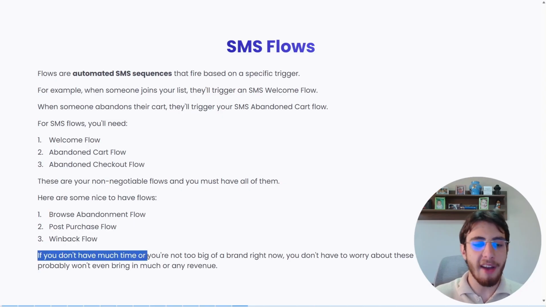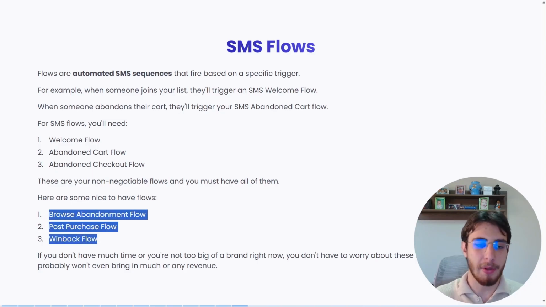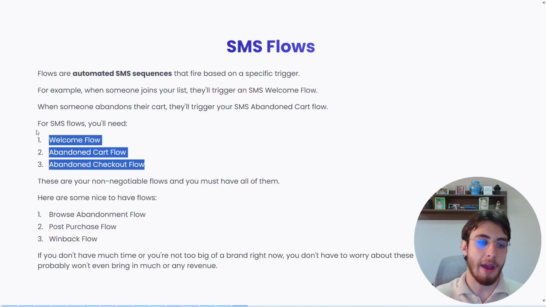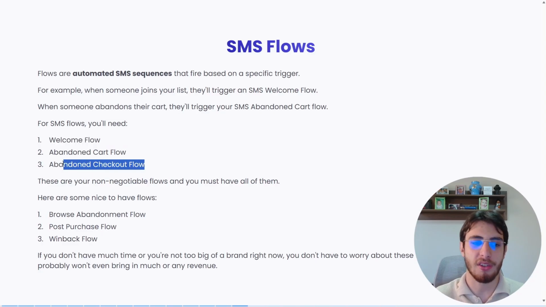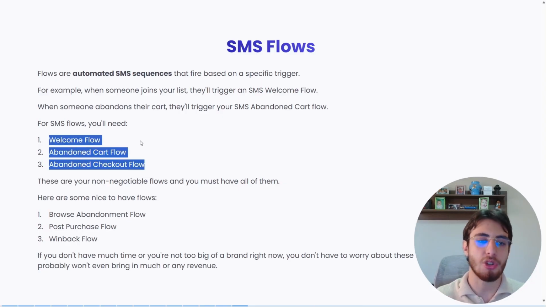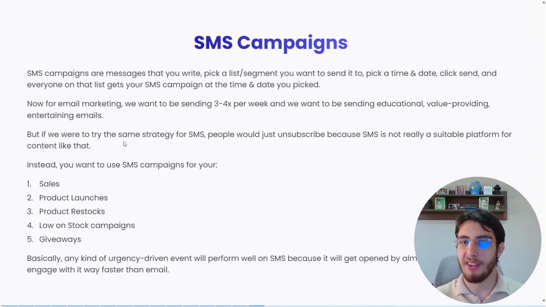So if you don't have much time, or you're a smaller brand, you're not too big yet, right? You don't have to worry about these pretty much, because most likely they're not really going to produce many results because not many people are actually going to enter these. But I don't really care how big of a brand you are. You need to have these. Even if they don't produce results immediately because you're a really small brand, I would advise you at least set it up so you have it in place, because this is, as I said, your must-haves, okay? These are your bread and butter of your email marketing automations. Actually, SMS automation, sorry. But even email marketing automation.